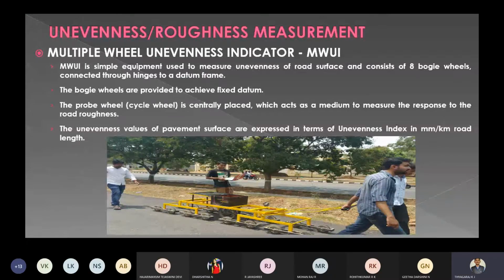Okay, in the last class, I have shown how to conduct the dipstick, how to operate the dipstick and how to operate the Merlin. Today we will be seeing the other equipment called the multiple wheel unevenness indicator, then the fifth wheel unevenness indicator and the vehicle mounted unevenness indicator.